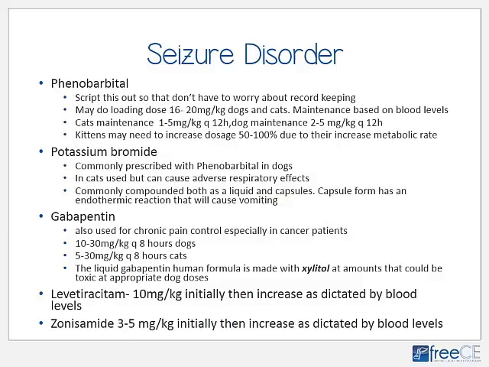The second most common seizure medication is potassium bromide. KBR is generally compounded into either a capsule or a liquid. It can be used as a sole agent or given along with phenobarbital. It is generally not used in cats because they experience adverse respiratory effects. Potassium bromide can also cause sedation, and if it is administered in the capsule form, vomiting is common. This is due to the endothermic effect when the gelatin capsule dissolves and the bromide mixes with the stomach contents. For this reason, it is often better to give the capsules with food.